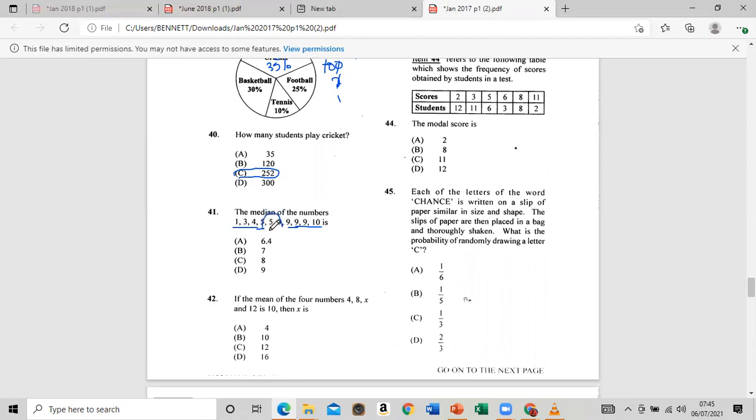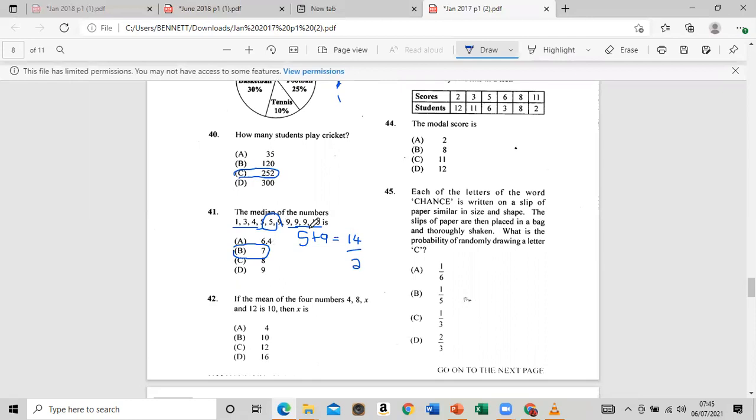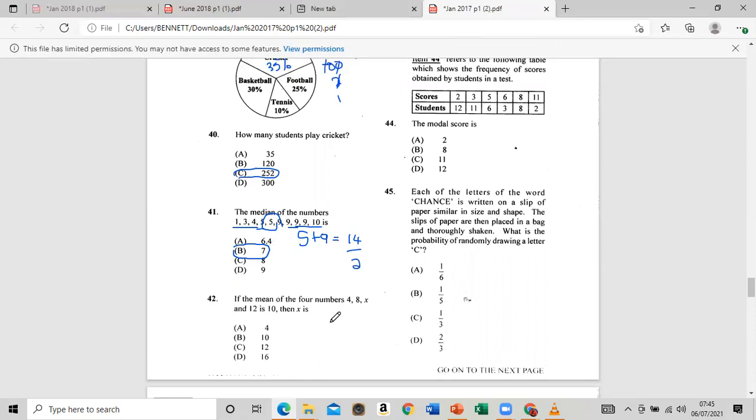So 5 and 9, 5 and 9 are 14. So 5 plus 9 is equal to 14 divided by 2 plus 7. This one could trick some people, but 7 is not in the initial number. So people will tend to say, oh, no, it can't be 7. It must be one of these.